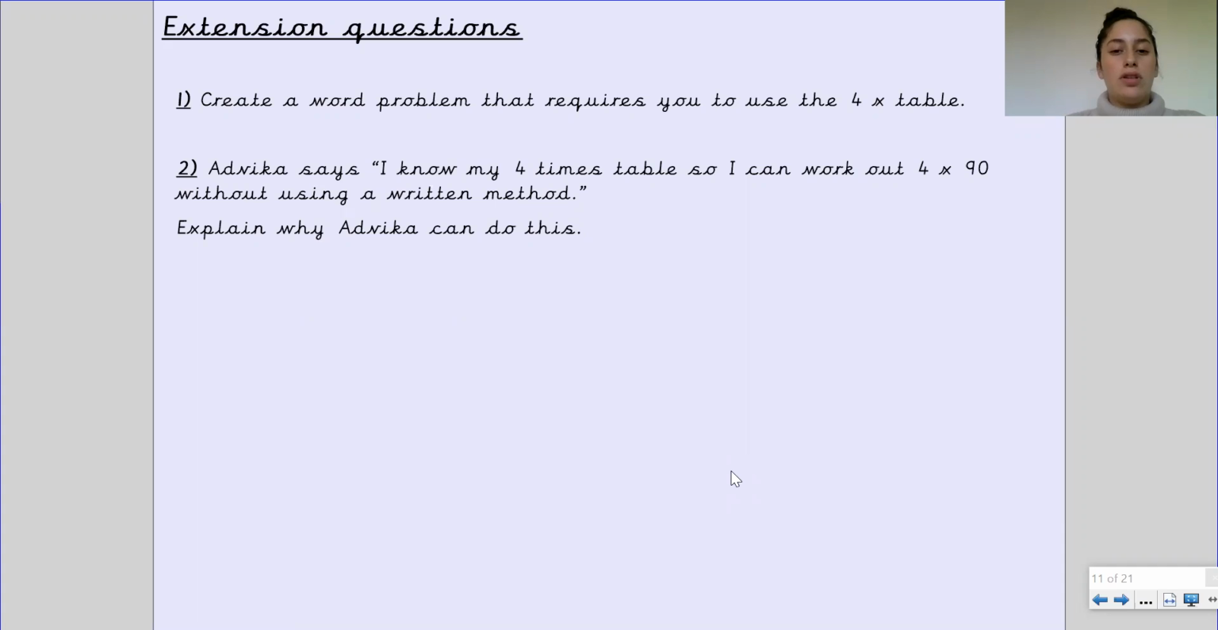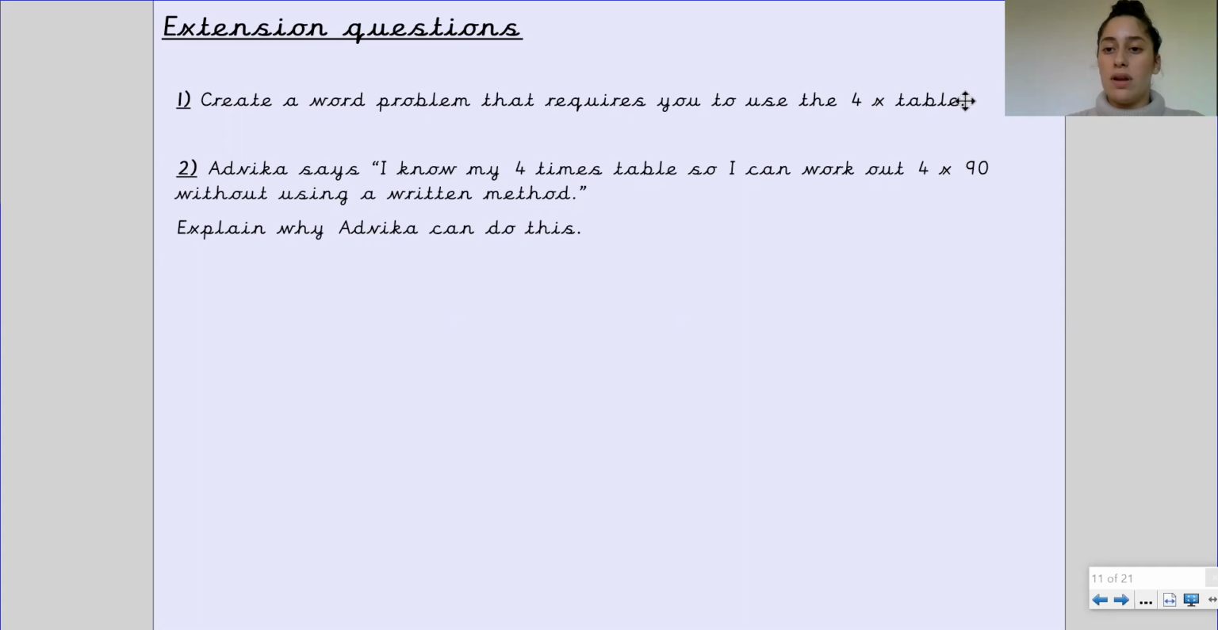The extension questions are for the lesson where you had to do your 4 times tables, where we're recapping the 4 times tables. So the first question is, create a word problem that requires you to use the 4 times table. So you have to think of a worded problem where the solution would be to write a multiplication number sentence to do with the 4 times table.